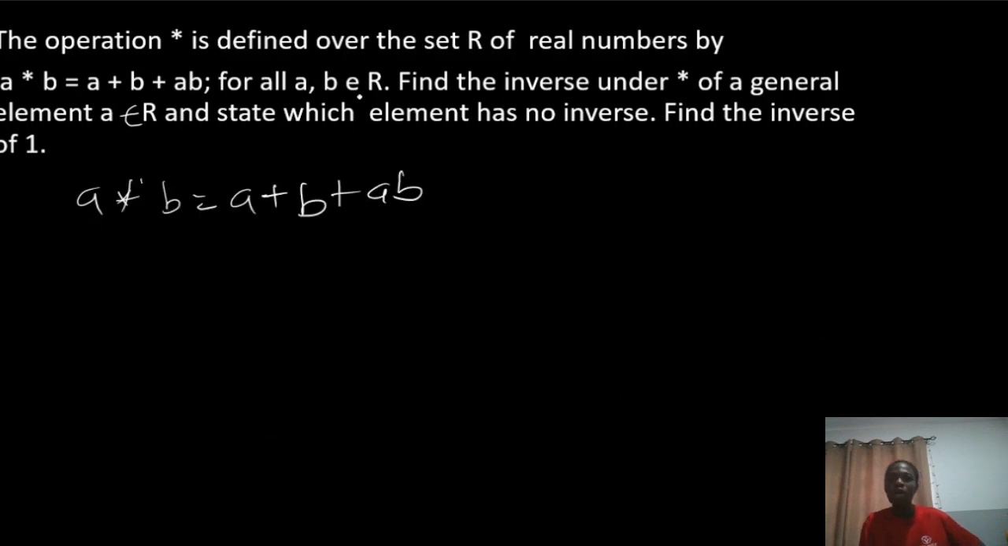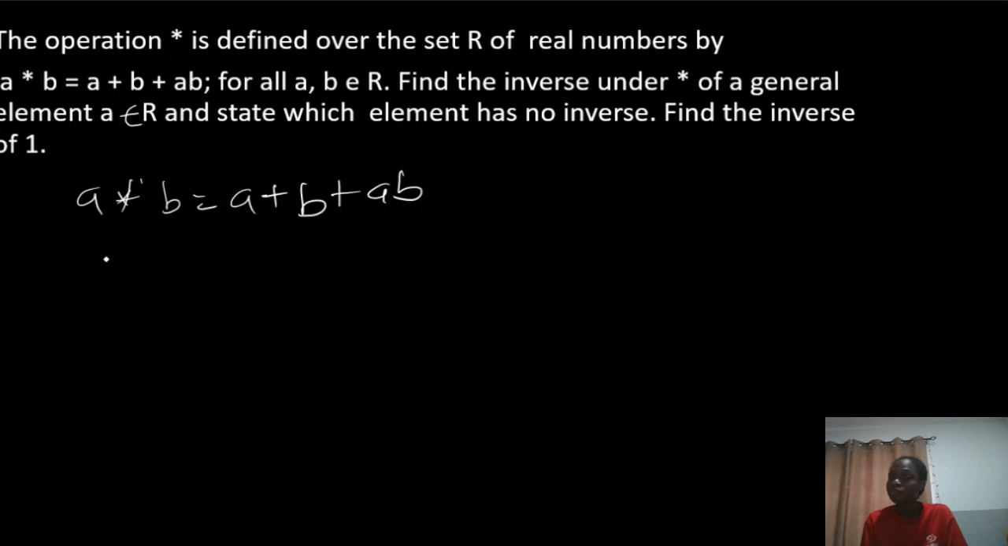Now, for all a, b which are members of R, find the inverse under the operation star of a general element a which belongs to R. So we are just finding a general element a, and a belongs to R, so a can be any real number at all. But here, we just want to find a general element for it. So let's deal with the first part of the question.